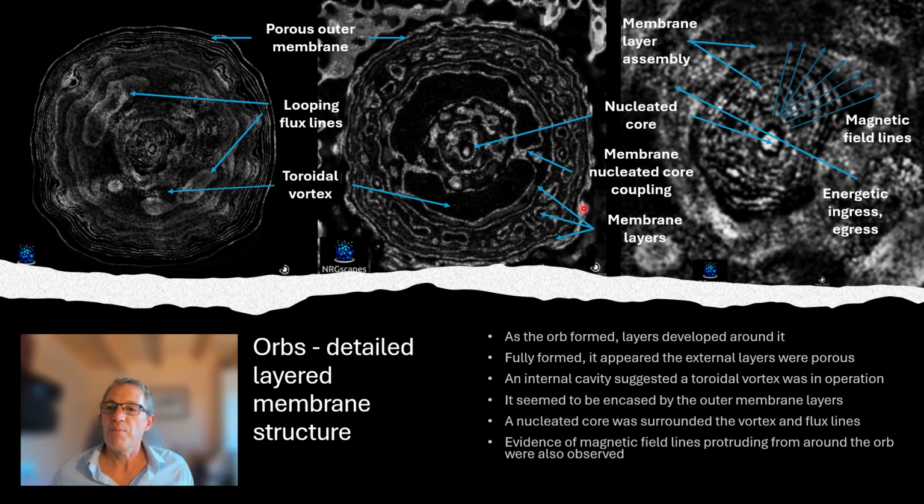And here we see the membrane layers in a fully formed stacked orb of the same type, with the same energetic mechanics of ingress and egress, pulling this energy in, which is spun through these layers according to this toroidal vortex, which is coupled with a nucleated core. So this is how these objects are powered and able to demonstrate the features characteristic of what we call non-Newtonian motion.